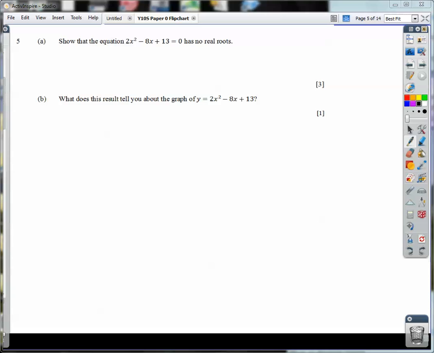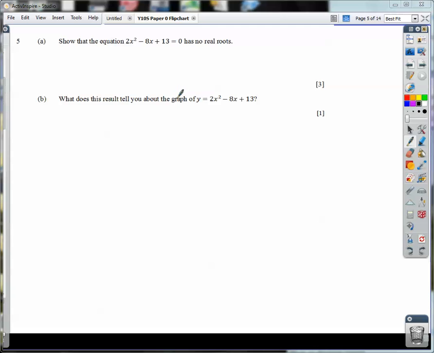So in 5a, to show that the equation 2x squared take 8x plus 13 equals 0 has no real roots, one way would be to try and use the quadratic formula on this equation and show that you're going to get the square root of a negative number within the formula, which of course you can't evaluate since you have no real roots.